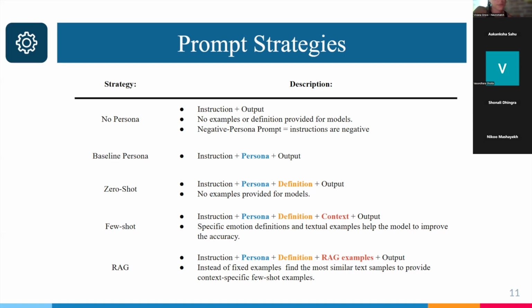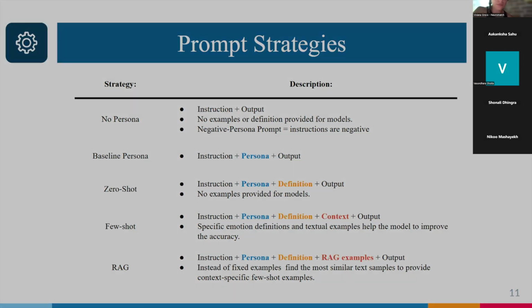Zero-shot strategy is similar to the baseline persona, but combined with the definitions for the emotion. And the fourth one, few-shot strategy. The instructions are combined with persona, definitions, and specific examples for the models to understand the context. And lastly, the RAG strategy is similar to the few-shot strategy, but instead of predefined examples, it finds similar text examples to provide better accuracy for the model.